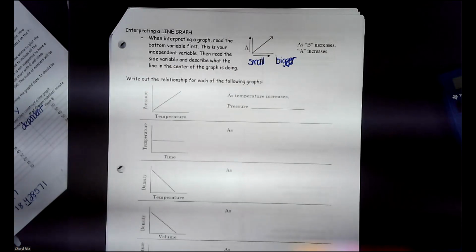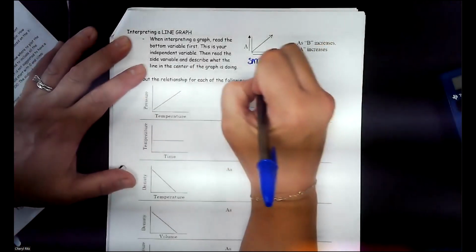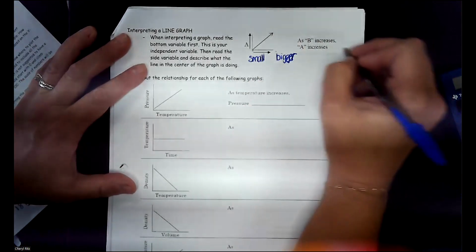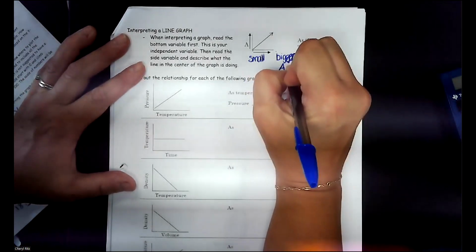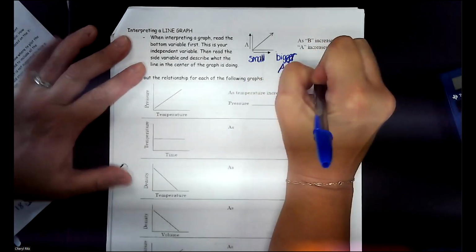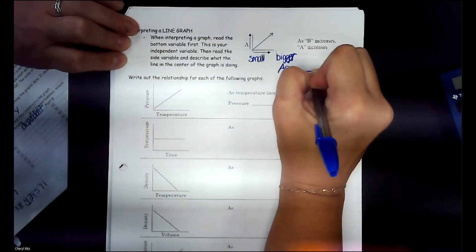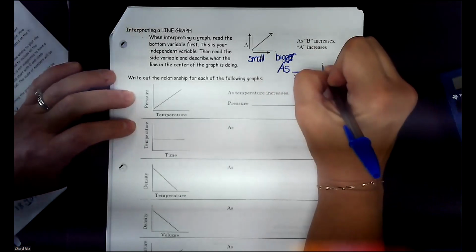So I want to kind of set up the system we're going to use for this. Do you have room right here? Yeah. Okay, so as blank, which we're going to label blank as X axis, and it's going to increase.